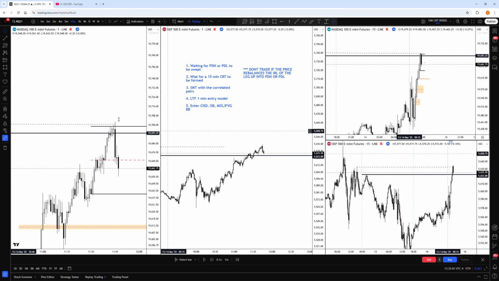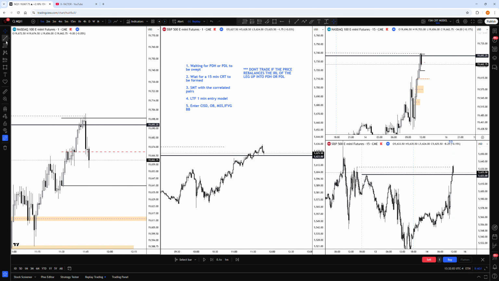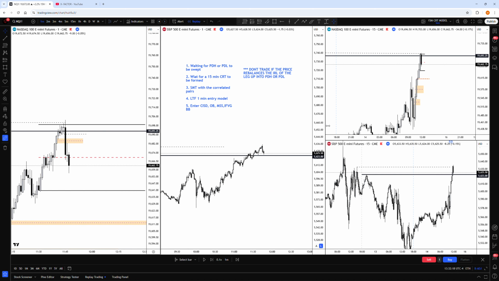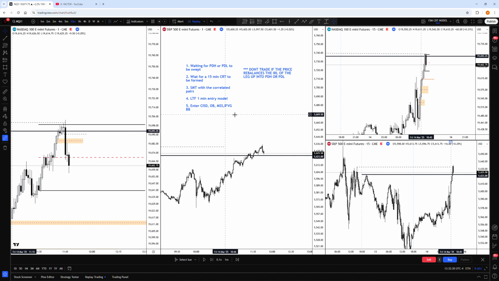Now let's take a little closer look here. So we have a nice little order block happening here. We have an inverted fair value gap happening here. And we're going to just watch and see what price does. We have all our protocols hit, all 5, even the SMT.